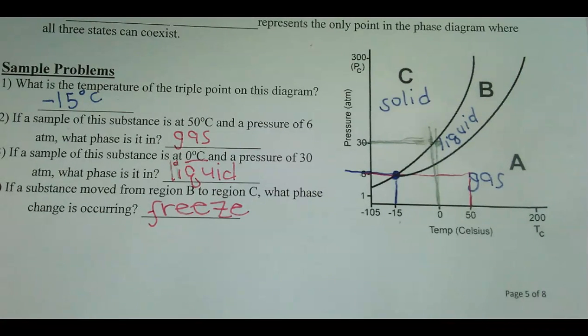Great job on that video. Remember, use a straight edge or a ruler if you need to, another piece of paper to make sure your lines are straight, and just make sure you take note of where those areas are.